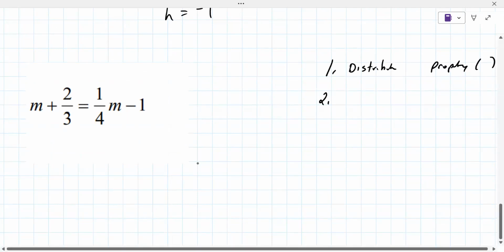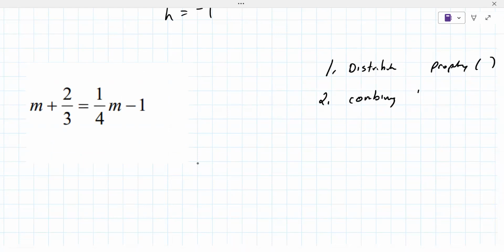There is combining like terms. There is what we just did there. Sorry, I just lost my train of thought. You're good. Moving smaller to larger.